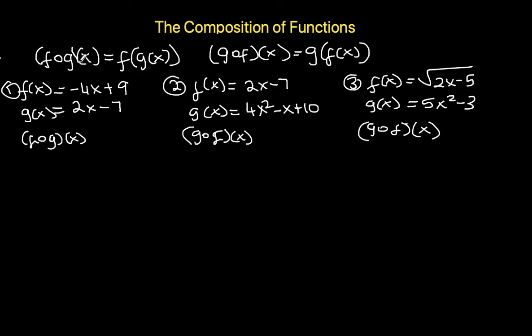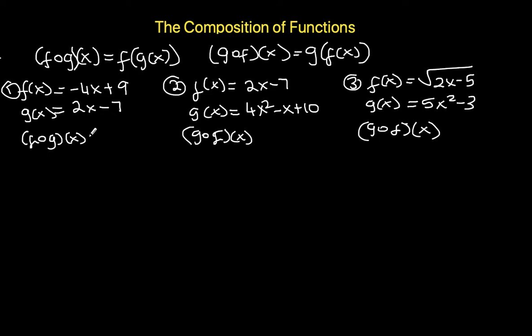For the formula, it says f circle g of x. What that means is you're going to take the last function, which is g, and you're going to plug it into f. So the whole function of g is going to replace the variable in f, and then you simplify. The same way here, we have g circle f. You're going to take f and plug it into g. So you always take what the last function is and plug it into the first.